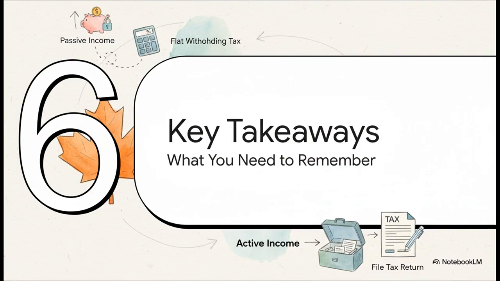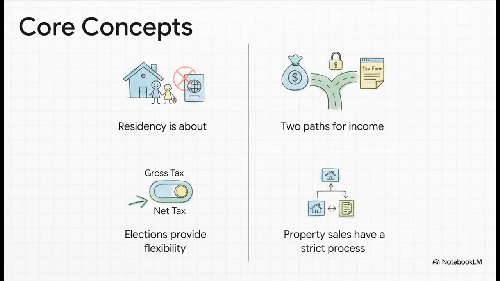All right, I know we've covered a ton of ground today, so let's just pause and distill this all down to the absolute most important points that you need to take with you from this lecture. First, residency is always about ties, not your passport. Second, remember that two-path framework. Is it passive income subject to a withholding tax, or is it active income that needs a tax return? Everything falls into one of those two buckets.